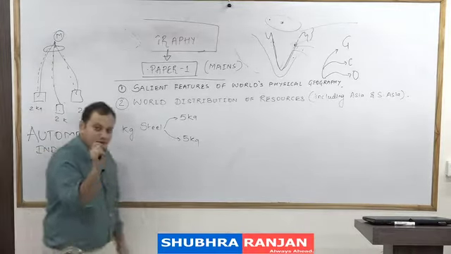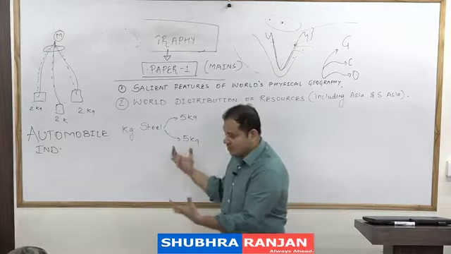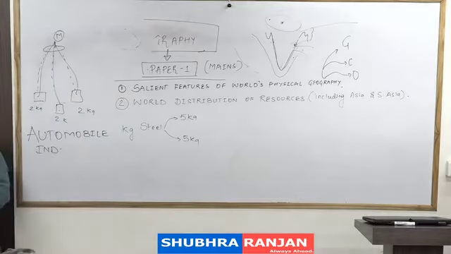Automobile industry is a market based industry. You take down some of these pointers for PT also. Automobile industry is a market based industry. Iron and steel industry is a raw material based industry.